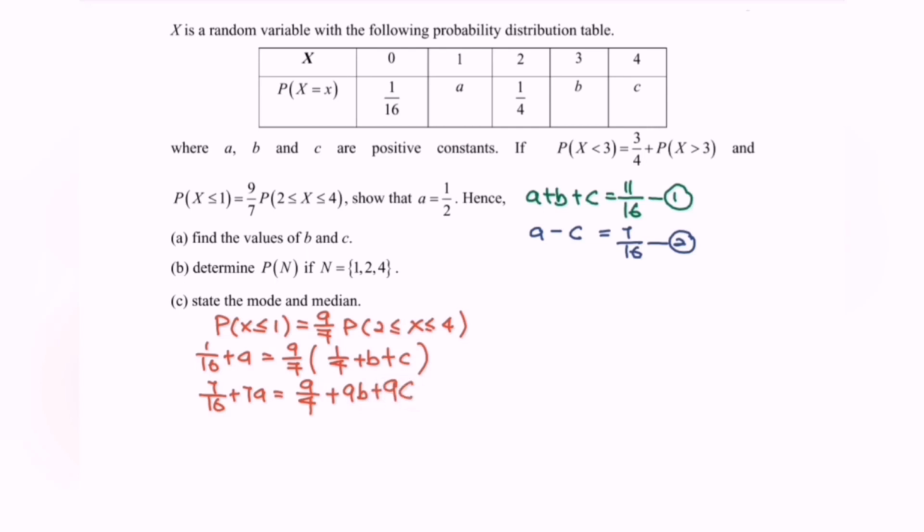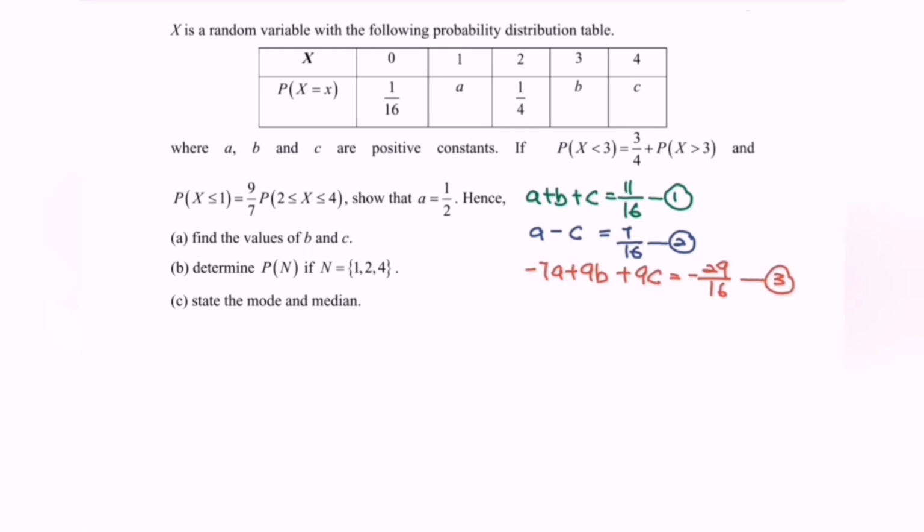Rearrange the situation. So we will have 7 over 16 minus 9 over 4 is equal to negative 7A plus 9B plus 9C. Simplify the situation. Negative 7A plus 9B plus 9C is equal to negative 29 over 16. So here we have the third equation.